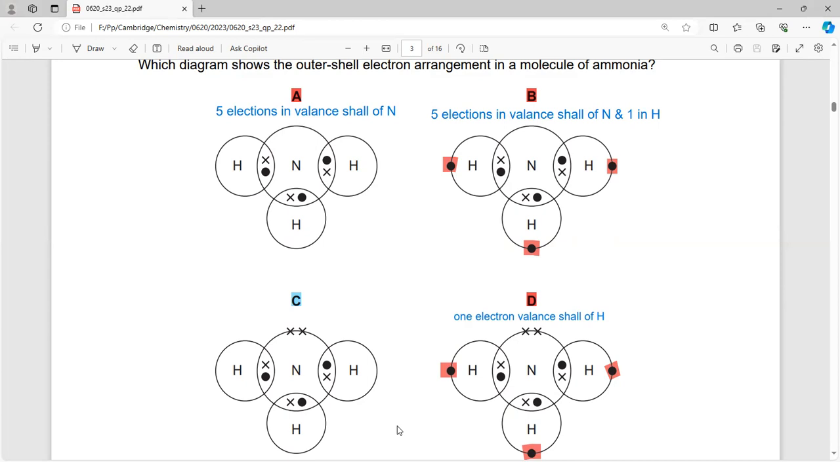You can see the outermost electrons of nitrogen, 5, are represented by crosses, while hydrogen's 1 electron is represented by 1 dot. So in that way, this is a correct diagram. D is also wrong. Why? You can see the hydrogen has an extra electron, so that's a wrong statement. So in that way, C is our correct answer.